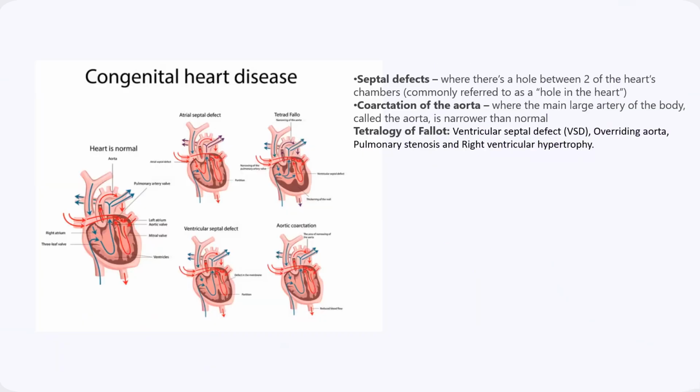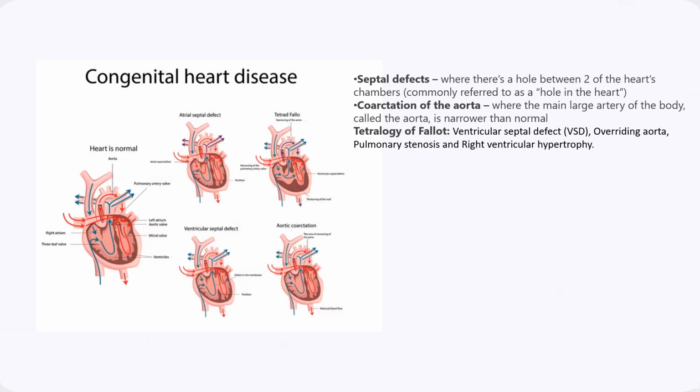Next, about congenital heart disease. Various types are available, and I have put only some of the important conditions. Number one is the septal defects, which we can say in short VSD or ASD. VSD means a connection between the ventricles. ASD means a connection between the two atria.